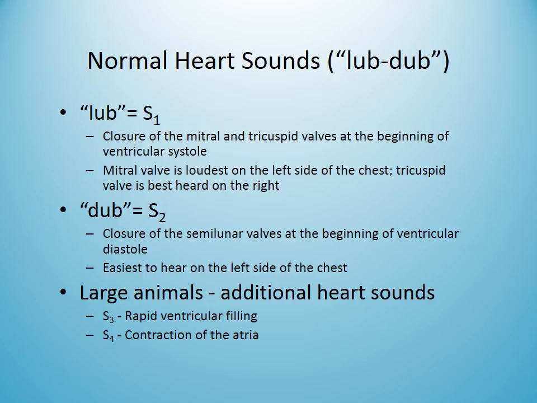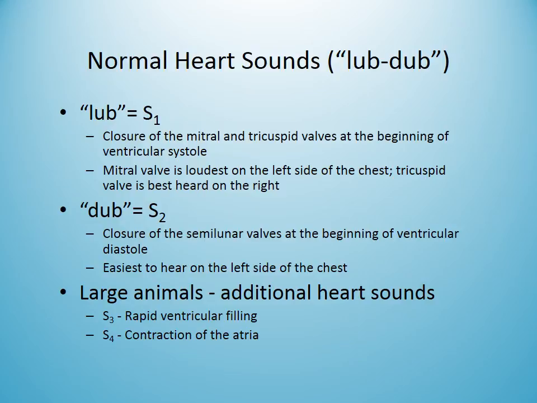The mitral valve is the loudest on the left side of the chest, and the tricuspid valve is best heard on the right side. So the second sound that we hear is dub, so lub-dub. We know that lub is the snapping shut of our AV valves, and dub, which is S2, the second sound, is actually the closure of the semilunar valves at the beginning of ventricular diastole. So once the ventricle has contracted and pushed all that blood out into the arteries, those two semilunar valves will then snap shut, and that's the dub. So lub-dub, lub-dub, literally, it's the valves that you're hearing snapping shut.